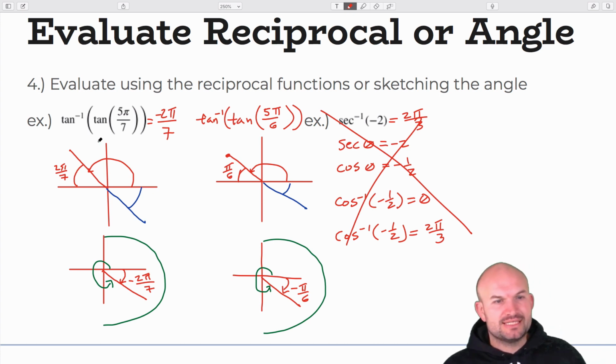So in this example, what I want to do is, again, understand the 5 pi over 7. Or what about if we do 5 pi over 7? Well, that's not an angle that we're used to.